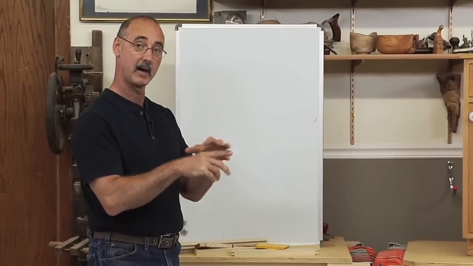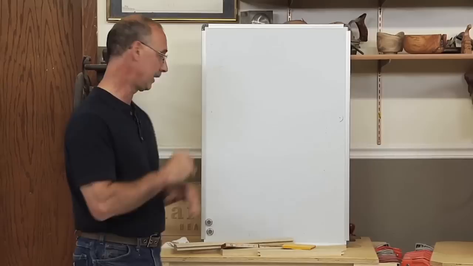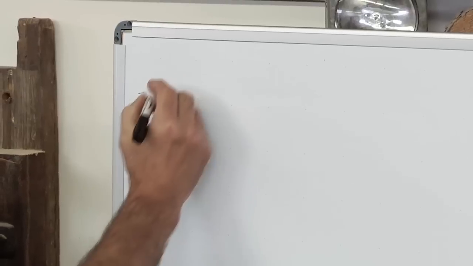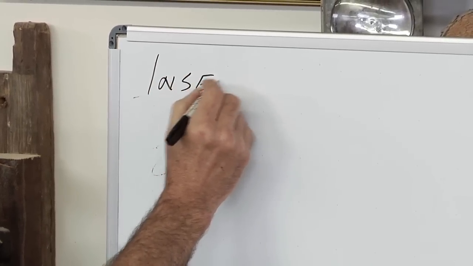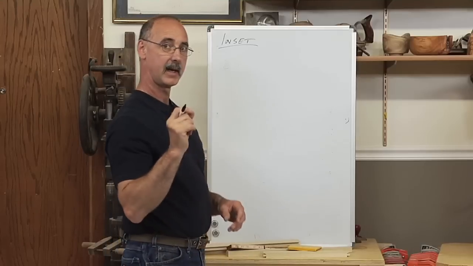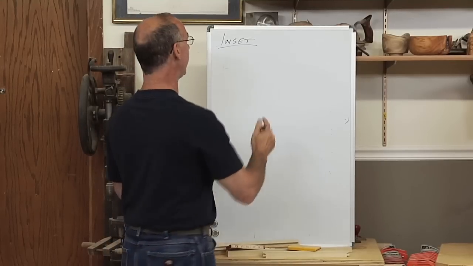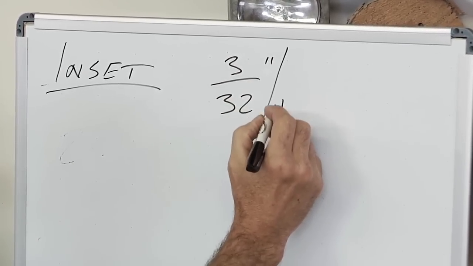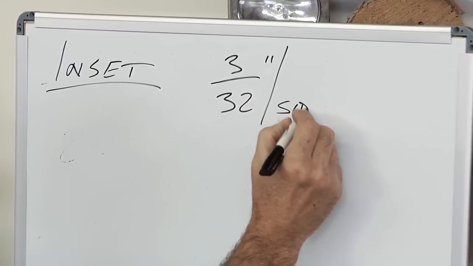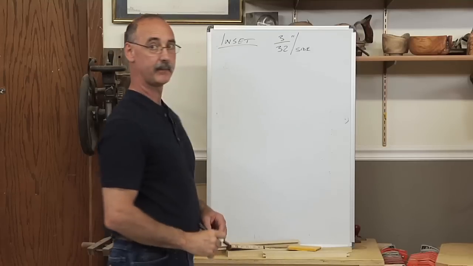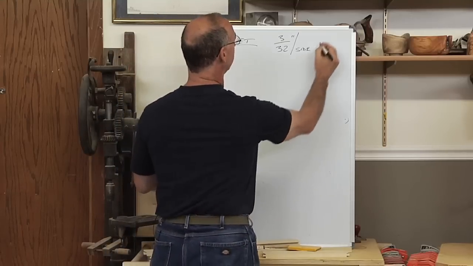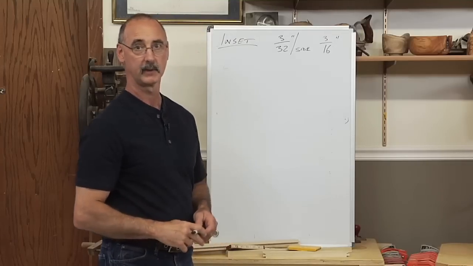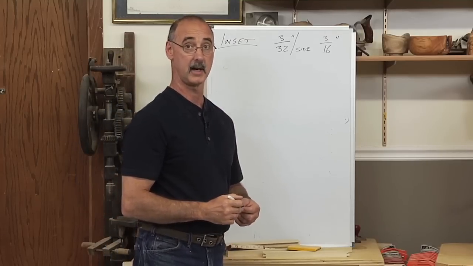There is another video that covers similar information for overlay doors, so be sure you check that out as well. Here's what we need to know. Inset door, so that's our category of door. The gap per side, commonly on an inset door, is 3/32 inch per side. So another way to say that would be that the door is 3/16 of an inch smaller than the opening. 3/16 shorter, 3/16 narrower.